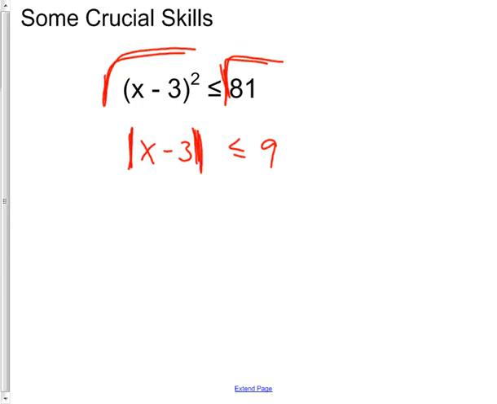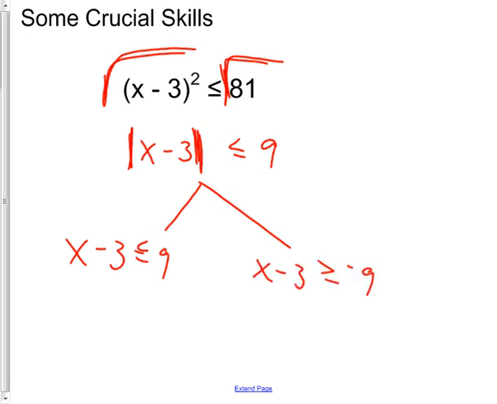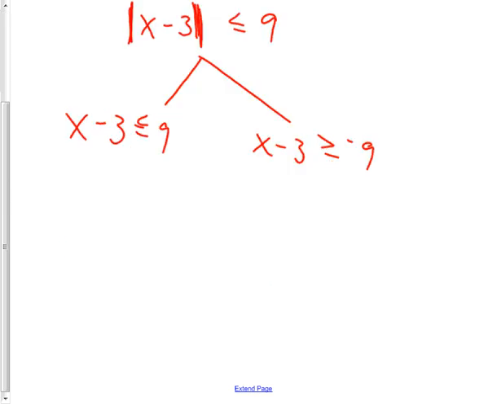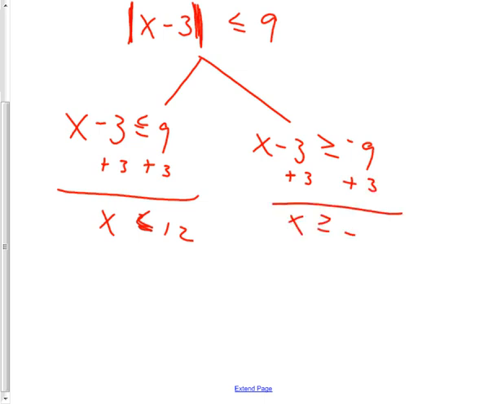And then the absolute value, I hope you knew that you'd split that into two parts. X minus 3 is less than 9. Or, X minus 3 is greater than or equal to negative 9. And then we got our 2. I add 3 to both sides. X is less than or equal to 12. And add 3 to both sides. X is greater than or equal to negative 6.